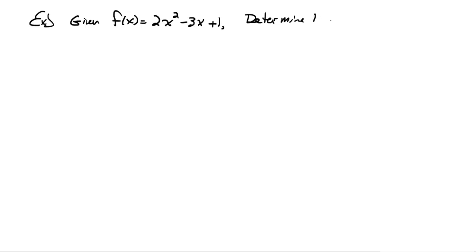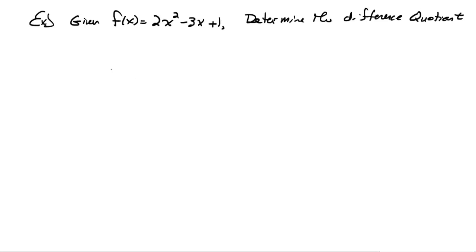So in this example, we'll say given f of x is equal to 2x squared minus 3x plus 1, determine the difference quotient. And we could also ask to determine the average rate of change. So there could be different ways this question could be set up. However, they mean the exact same thing.